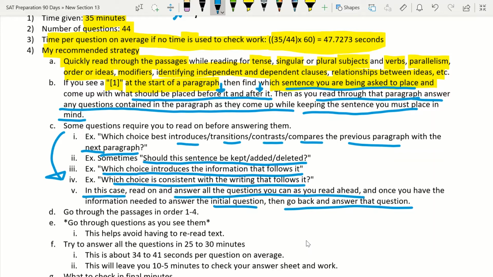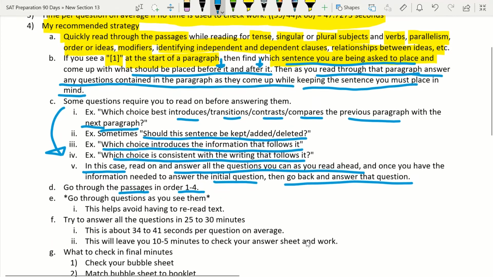Okay, the other thing is the passages. So the passages, I just recommend going in order of 1 through 4. There's 4 total passages on the SAT Writing and Language section. I would recommend just going 1 through 4 because there's really no way that you can know which one will be easier and which one will be more difficult. So the best way to do that one is just to go through 1 through 4.